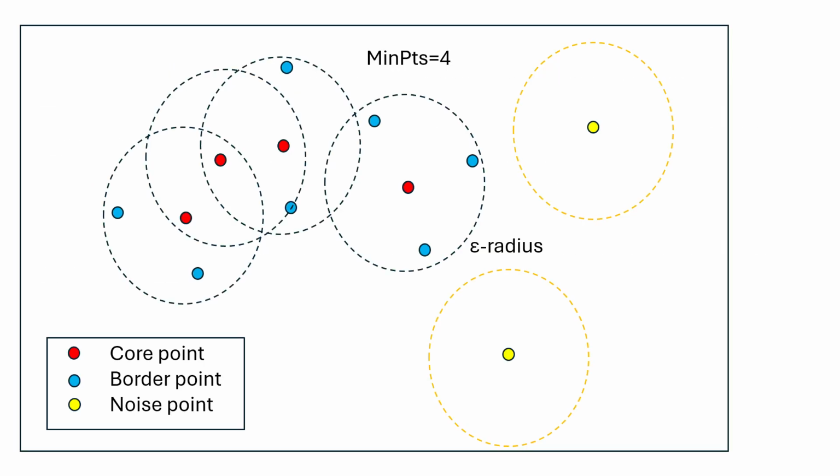The illustration highlights the epsilon radius surrounding a core point. Any observations within this radius contribute to determining whether the density threshold has been reached.